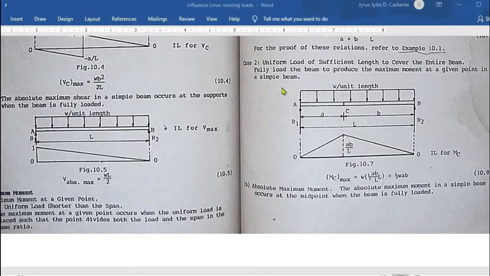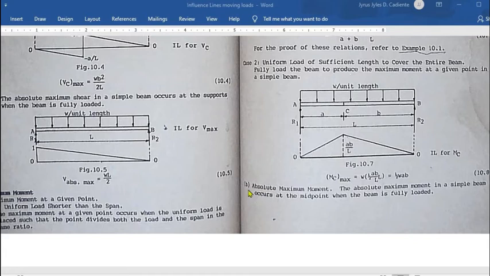And then we have here case 2, uniform load of sufficient length to cover the entire beam. So the entire beam natakpan pero meron kang point C. Okay, so fully load the beam to produce the maximum moment at a given point in a simple beam. So ito yung kanyang equation. At point C, the maximum moment is W times L over 2 times AB all over L times L, which happens to be 1/2 times the WAB.